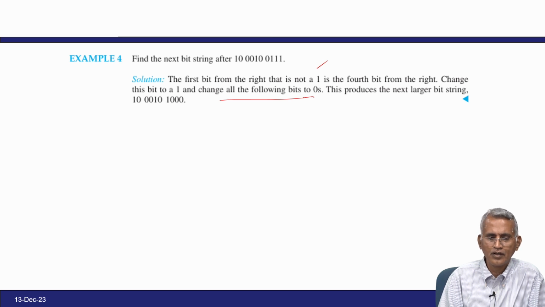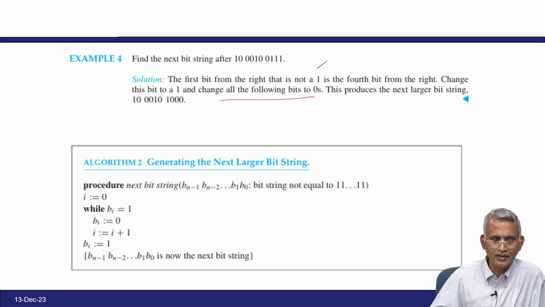So, by this procedure the next larger bit string after 10 00 10 01 11 is 10 00 10 10 00. The first bit from the right that is not a 1 is the fourth bit from the right; change this bit to a 1 and change the following bits to zeros. In this way we can obtain the next larger bit string, generating it with the help of this procedure.